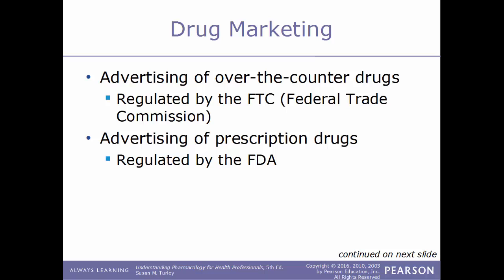The regulation of drug marketing will vary depending on whether the drug is a prescription drug or an over-the-counter drug. The drugs that are over-the-counter are regulated by the FTC, Federal Trade Commission. Advertising of prescription drugs is regulated by the FDA.